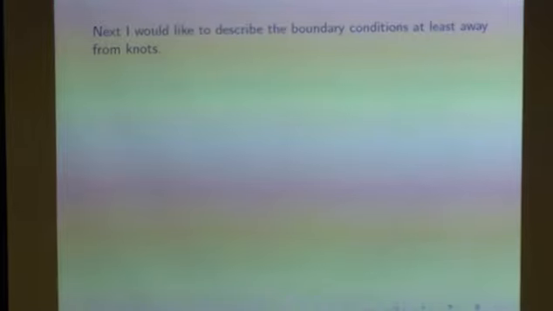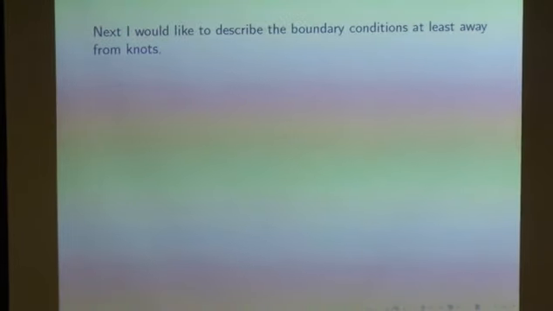So I'd like to at least tell you something about the boundary conditions, but actually it's too subtle a story to be compressed into the available time, although I'll tell you a little bit more if there are questions. But at least in the slides I've prepared, I'll only tell you precisely the boundary condition away from those.